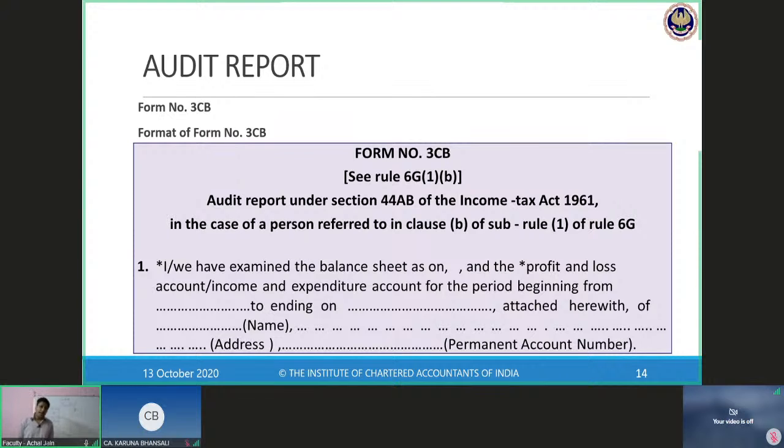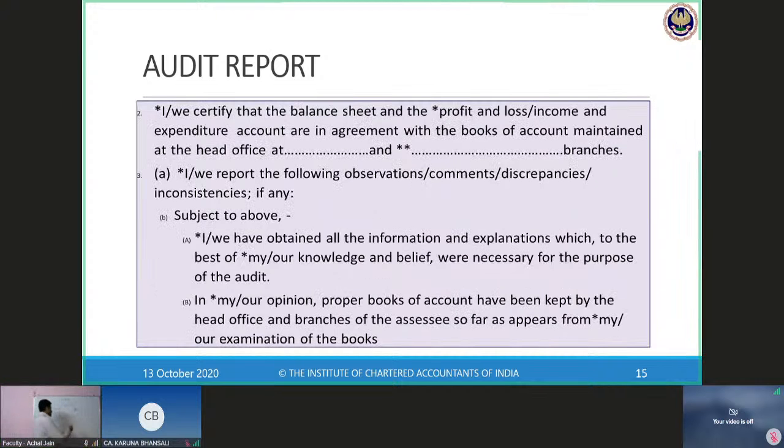Auditor will now say, I have examined balance sheet, P&L, beginning from 1st April 19 to 31st March 20, because it's a financial year that we consider in case of Income Tax Act. Attached herewith, which he'll attach, giving the name of the company, address, PAN, etc. first. So now again, he will attach financial statements on which he would perform the audit. Same way like statutory auditor would have performed the audit of financial statements of a company.